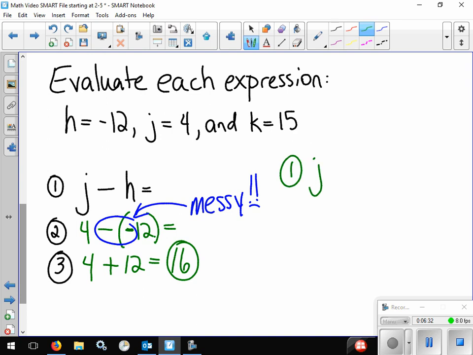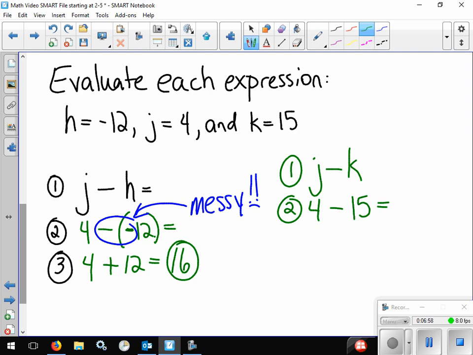All right, let's try j minus k. We did j minus h. Let's try j minus k. Step 2, plug it in. J is still 4. And we're still subtracting, but we're subtracting what? K. K is 15. Okay, step 3. There's no messiness, but there is no step 3. So it's 4 minus 15.